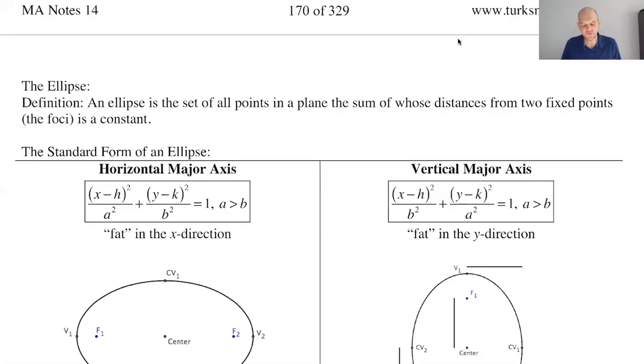All right, we're back. We're on page 171. We're talking about conic sections. We just talked about circles, which have an eccentricity of 0. We're going to talk about ellipses now, which have an eccentricity somewhere between 0 and 1.